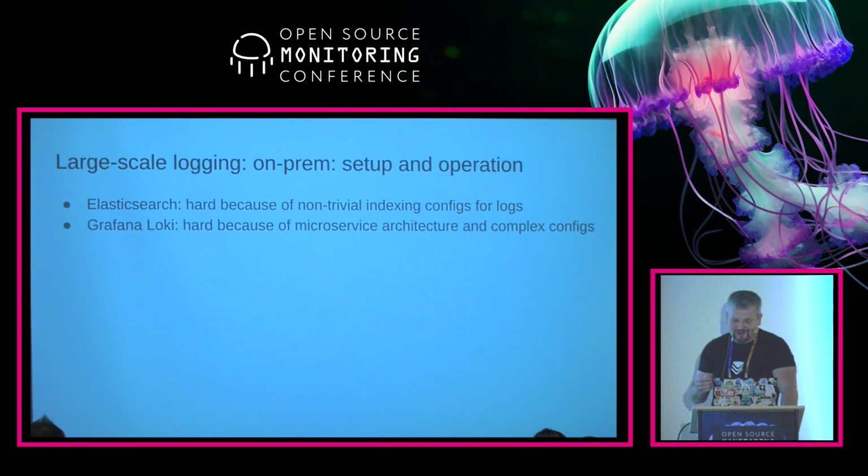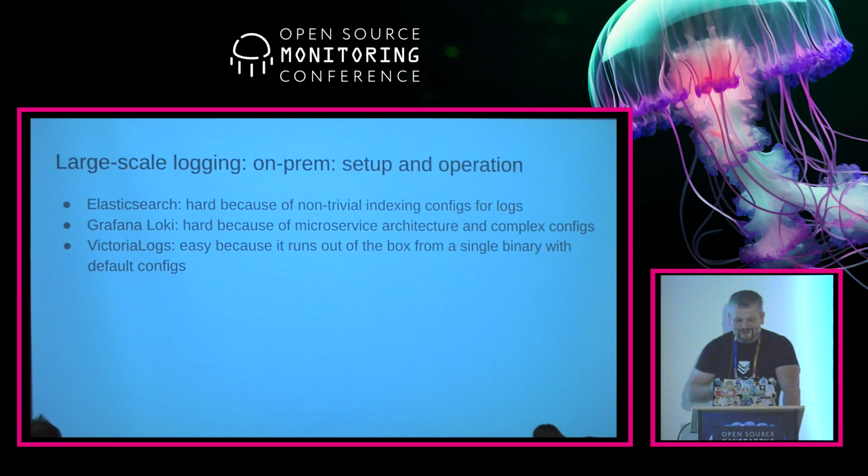Grafana Loki is also hard to set up and operate because it has a very non-trivial architecture with many microservices connected with each other. And these microservices have very complex configuration options, and it may be very hard to set it up properly and then operate it, upgrade it, and so on. And what about VictoriaLogs? It's easy to run because right now it's just a single binary which runs perfectly with default configuration. You just run this binary and start using it.